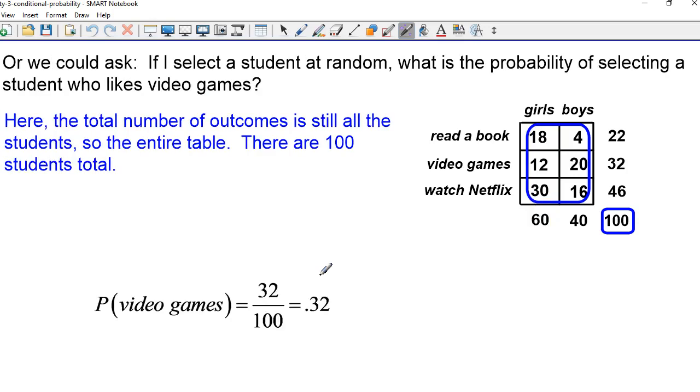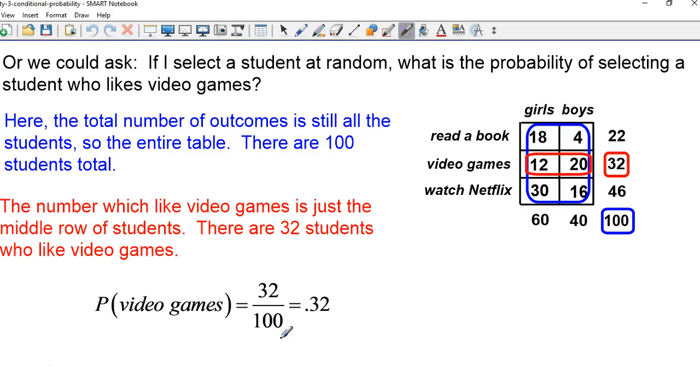Or I could ask, if I select a student at random, what's the probability of selecting a student who likes video games? So here the total number of outcomes is still all the students, which would be 100, and that's in the denominator. This time the numerator would have to be the number of students who like video games, and that would be 32. There are a total of 32 students that like video games. So 32 out of 100, or 32%, like video games.